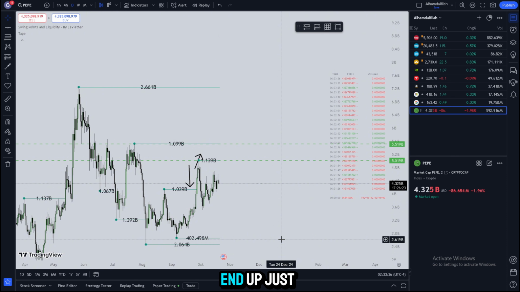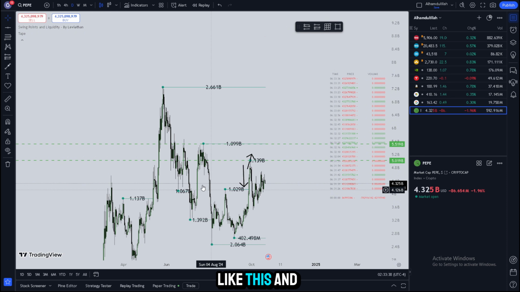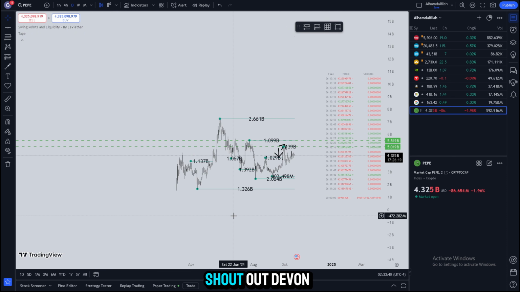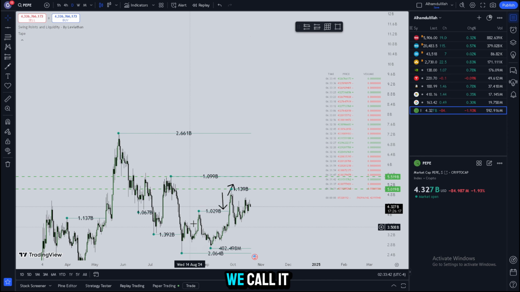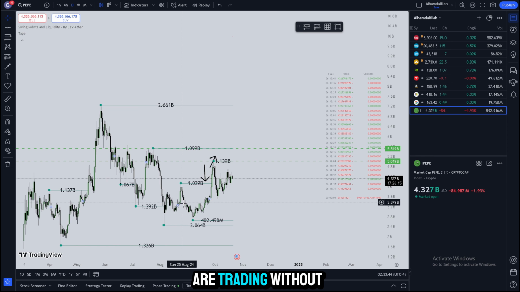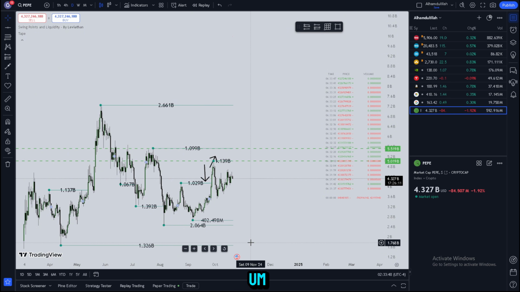But a lot of you end up just trading in the meat like this. Me and my friend Devin, shout out Devin from Heaven on YouTube, we call it the meat. When you're trading without support and resistance, or without reversal points, you're literally just trading in a blind spot, and this is where people just end up losing money. Just buying or selling, just pretty much clicking anything. All right, and I don't want that for you guys.